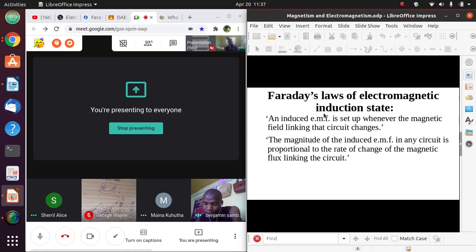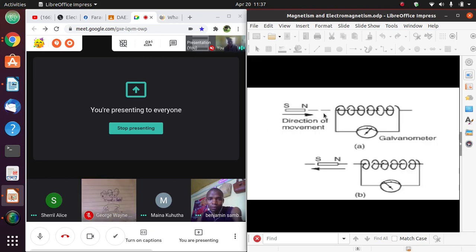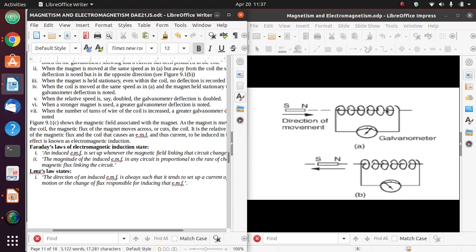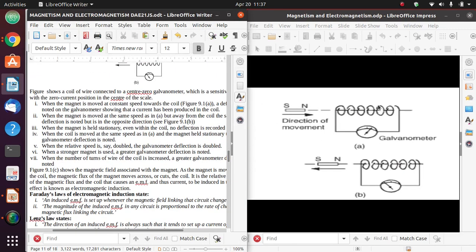flux is changing. So if you increase the rate at which that flux is changing, then the value of that induced voltage increases, as I was explaining in this diagram. If I increase the speed at which I'm moving this magnet into the coil, then the deflection in my galvanometer will also increase in speed. So kama naeka haraka natoa, then this speed will also increase.